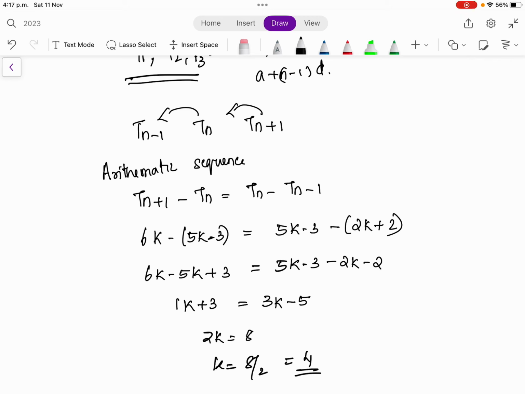So the condition for an arithmetic sequence is this, and you might get some word problems also on this kind of arithmetic sequence. I will try to work on the exam questions in a later video.